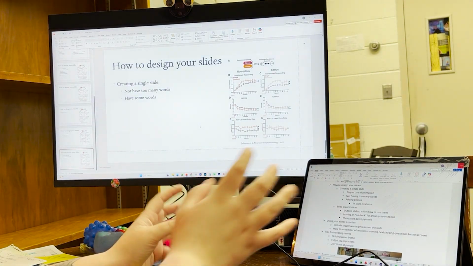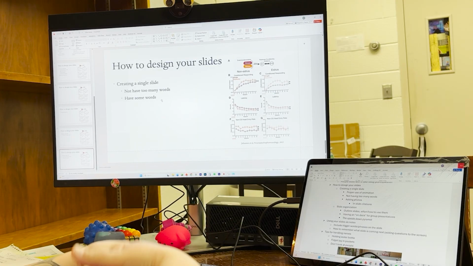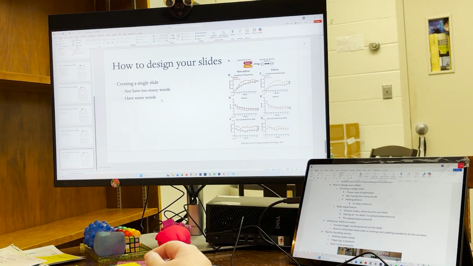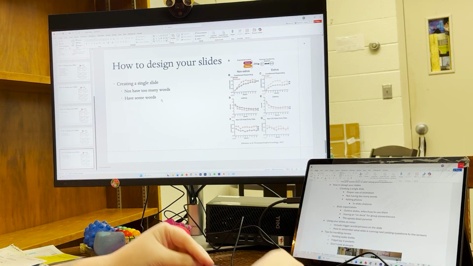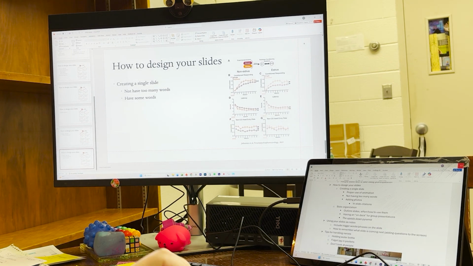The other real benefit of using animations is that it can help slow you down. So I personally am a very fast talker. Having to click the next slide can be the thing that slows me down enough that the audience who's listening to me can understand the words that I'm saying. So this serves a very important purpose.